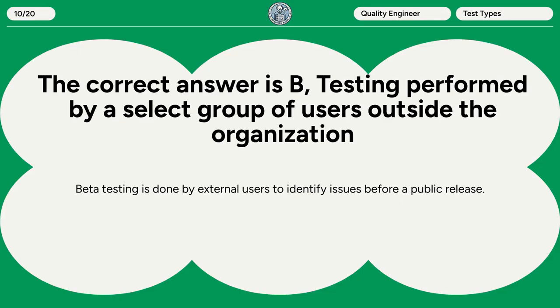The correct answer is B. Testing performed by a select group of users outside the organization. Beta testing is done by external users to identify issues before a public release.